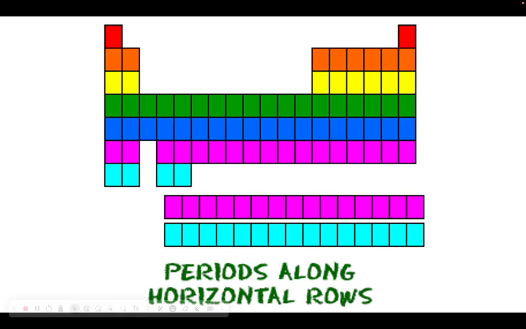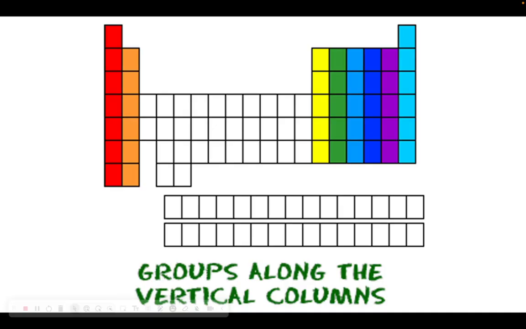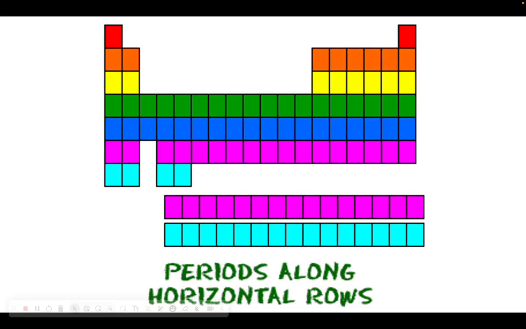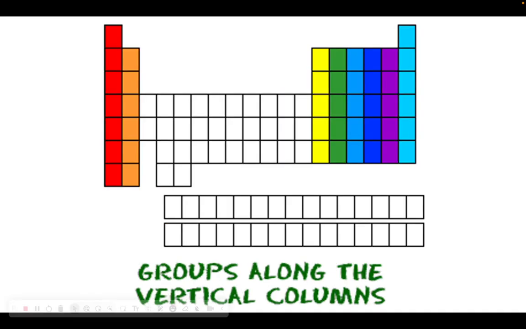So when we talk about the periodic table, the horizontal rows, left to right on my periodic table, are called periods, whereas the top to bottom are my groups, my vertical columns. So if I say, what period is this element in, we're looking at what row it is in, and what group, we're looking at those vertical columns.